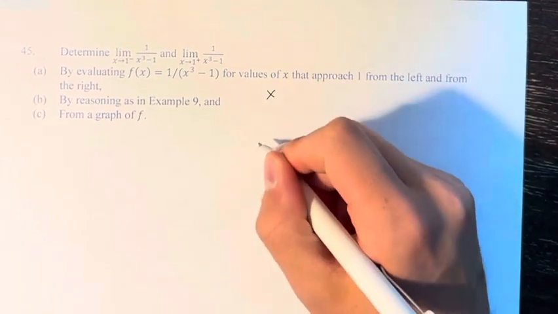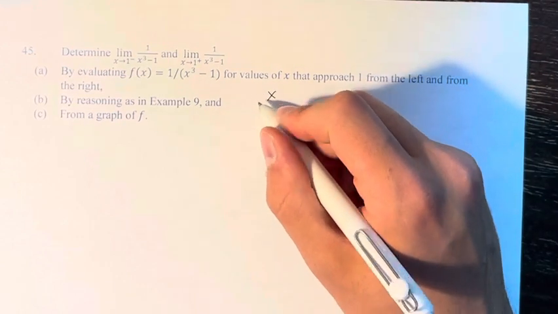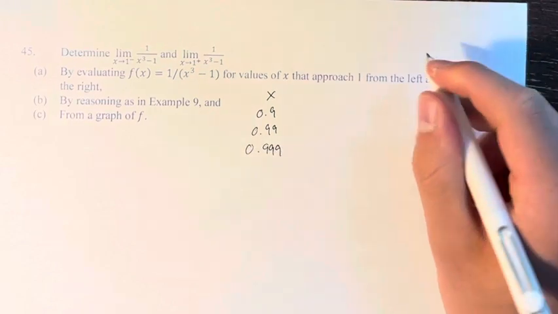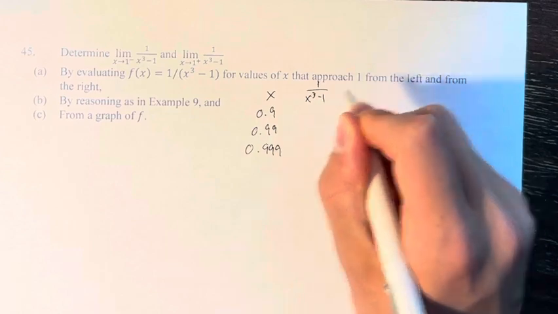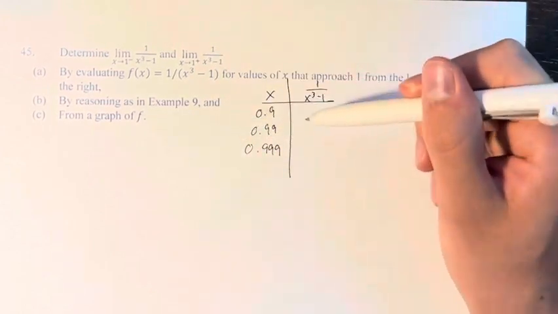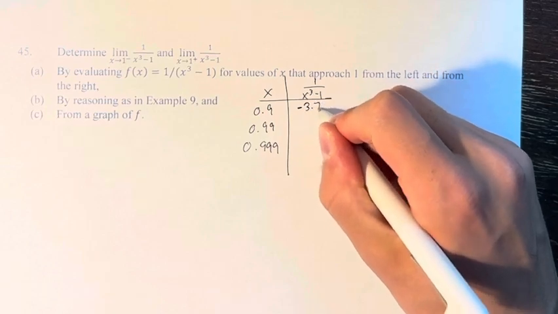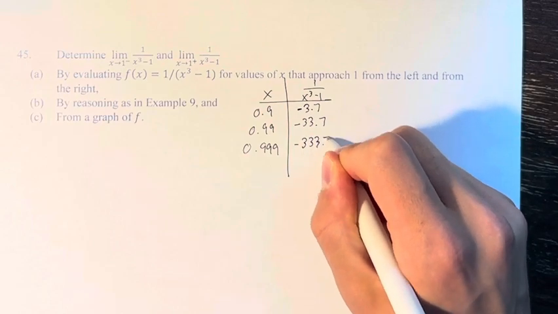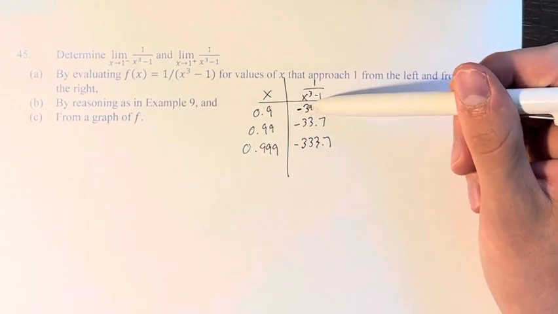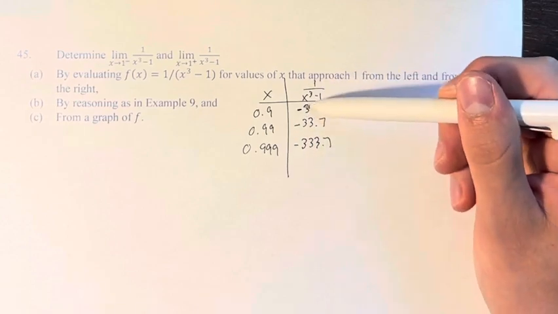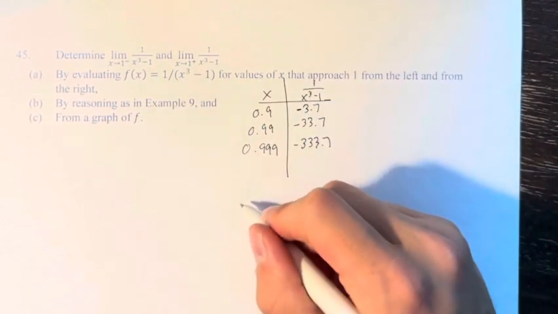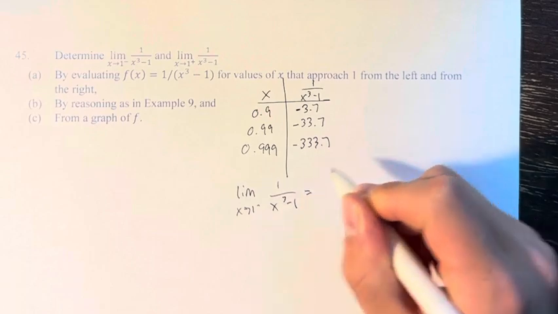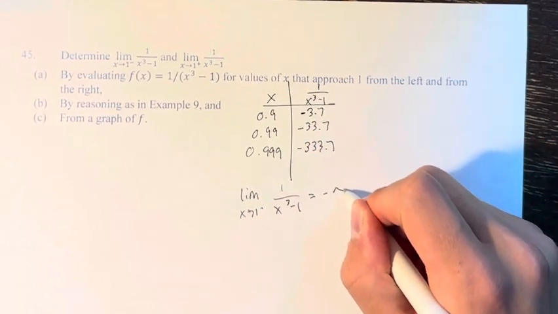If we take values of x that are approaching 1 from the left, such as 0.9, 0.99, 0.999, what we have to do is see what the function approaches. By plugging these values into a calculator, you'll get negative 3.7, negative 33.7, negative 333.7. You can see these are getting exponentially bigger, going up about 10 times every single time. So the limit as x approaches 1 from the left of 1 over x cubed minus 1 goes off to negative infinity.